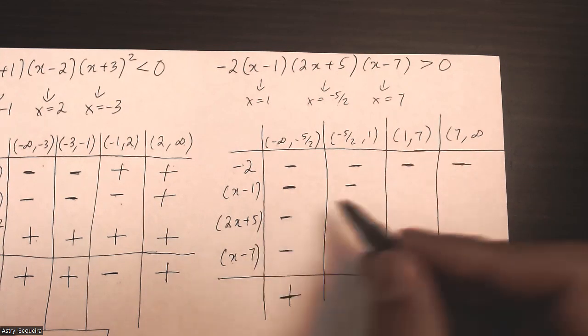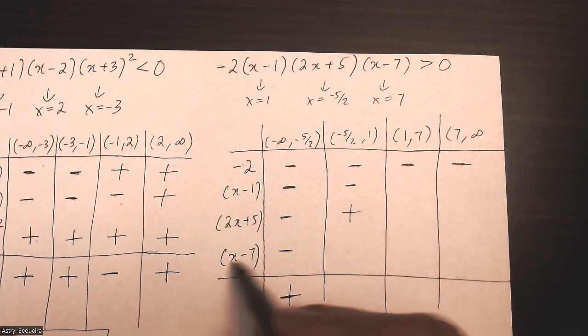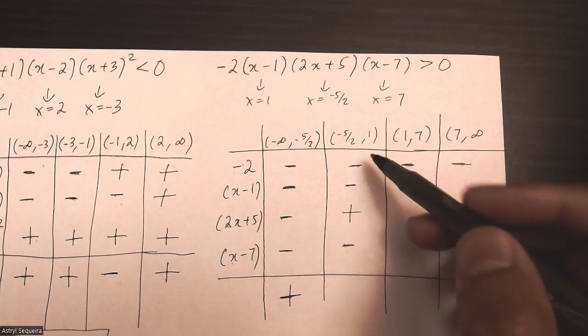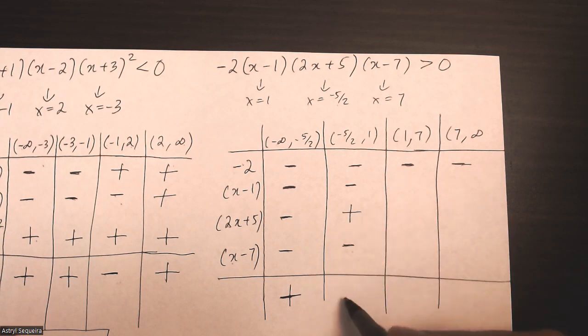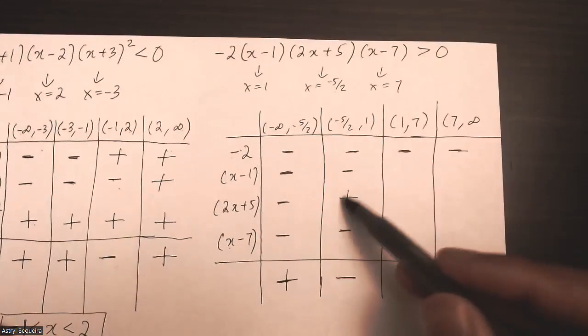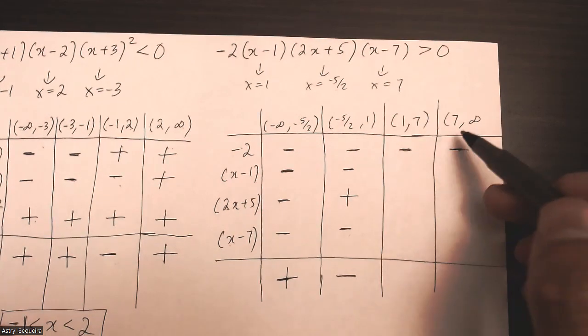2 times 0 is 0 plus 5, that's positive. 0 minus 7 is negative. 3 negatives are going to make it a negative, because if you multiply 3 negatives and 1 positive, it stays as a negative.